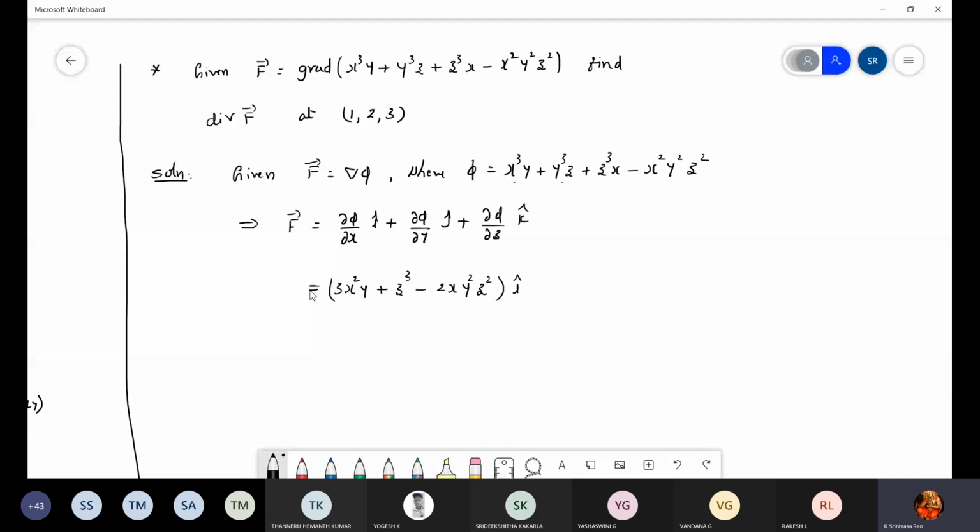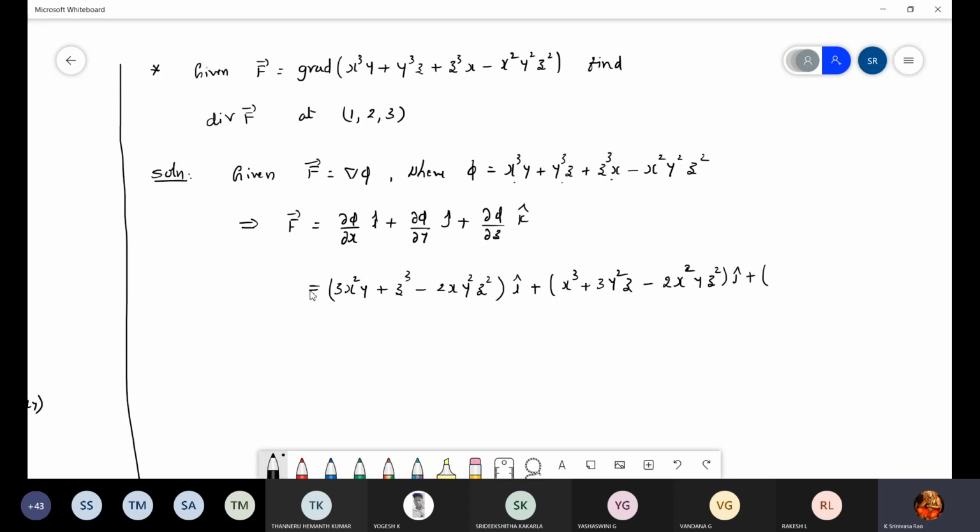Now the same way with respect to y. With respect to y, first term x cube. Second term plus y cube differentiation is 3y square z. Third term 0, and here minus y square differentiation is 2y. I will write in order: 2x square y z square into j cap, plus the last one.